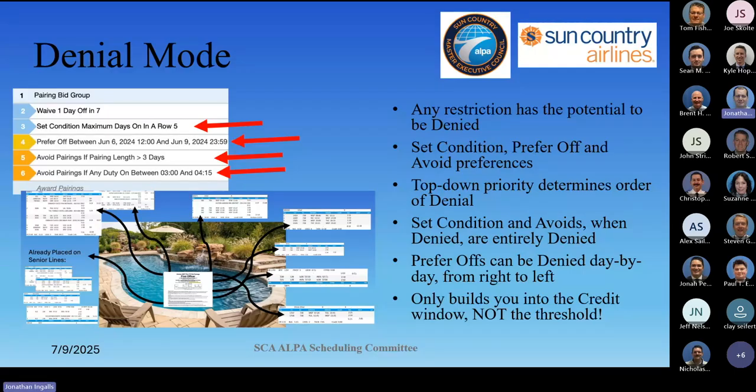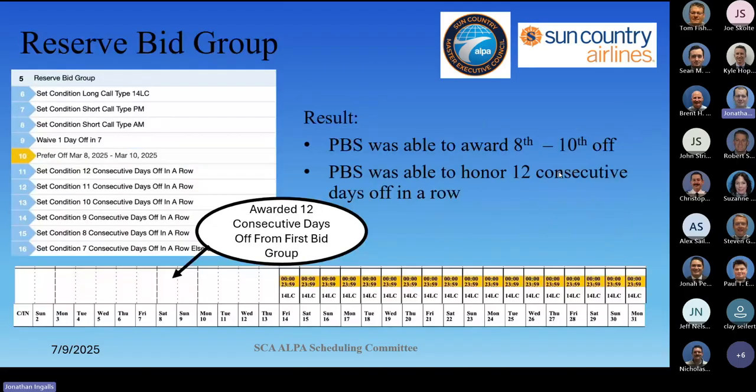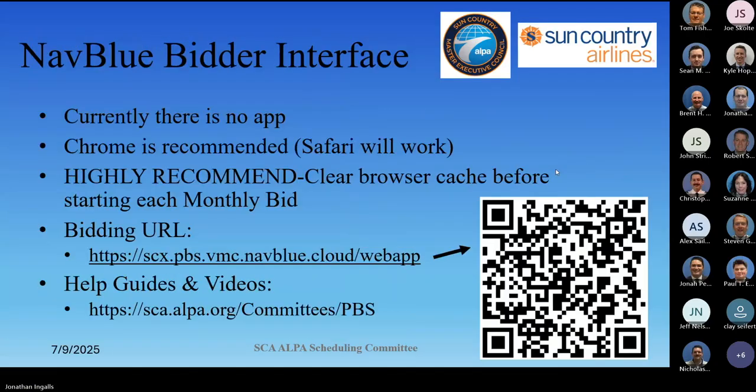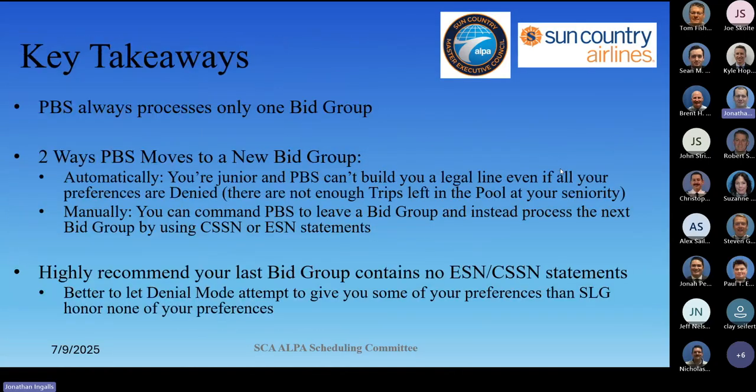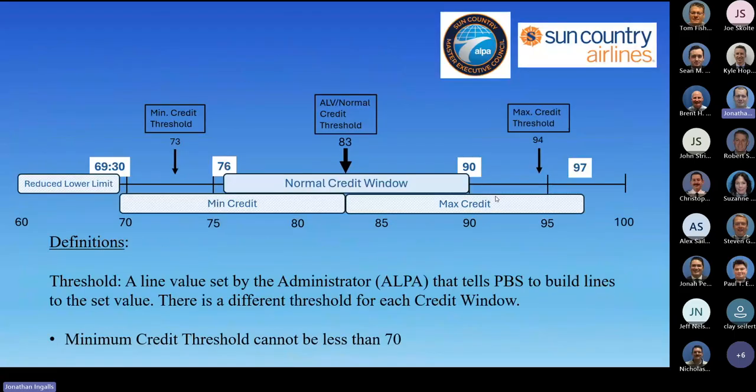Important to note, if we enter into denial mode, the system only needs to build you to the start of the credit window, not to the threshold. That's because the system is saying if I'm forcing you to do the kind of flying you don't want to do, I'm just going to stop as soon as I can. I'm not going to make you keep going.